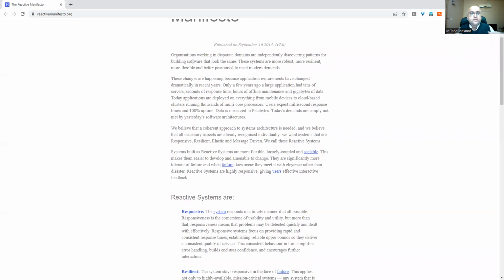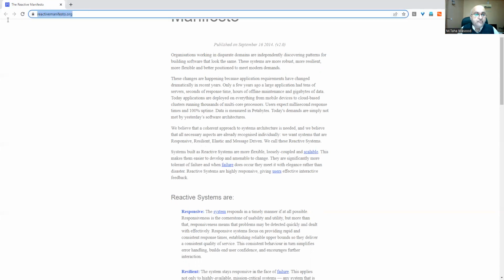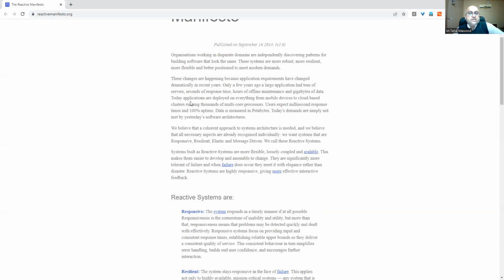What those best practices, patterns, ways of working, architecting, designing, development should be is present in the manifesto, which we'll review just now, and you can have a look at it on the web at the URL reactivemanifesto.org. All right, so what is it saying?